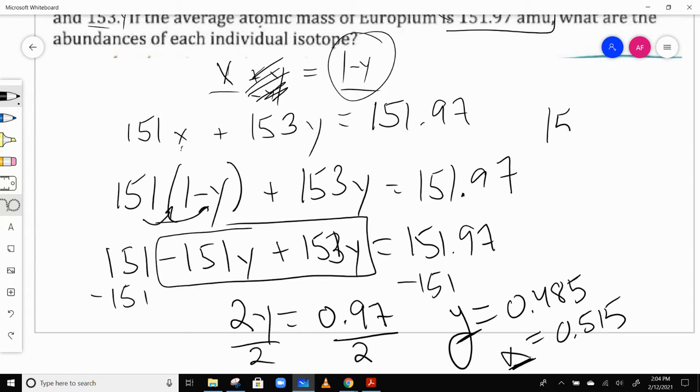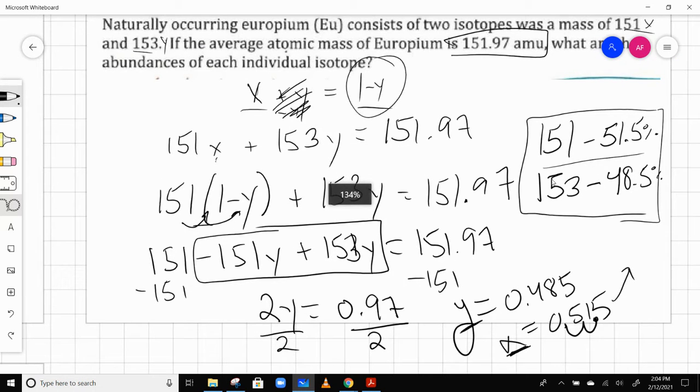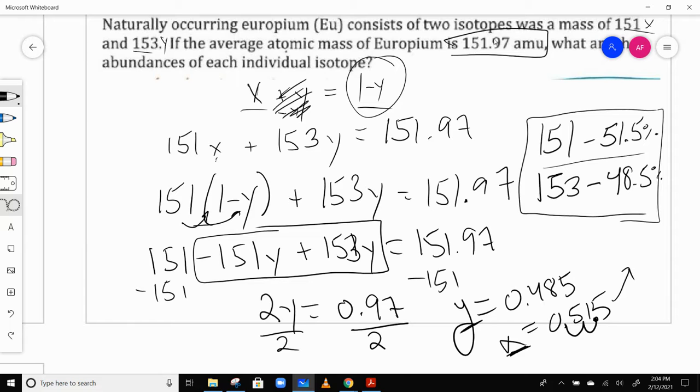So 151 has a percent abundance of 51.5%. And I'm just moving the decimal 1, 2 over, and I get that 51.5%. Copper 153 has a percent abundance of 48.5%. Okay, these percentages should always add up to 100%. And you're always going to have a larger percentage of the one that's closest to the actual atomic mass. So this 151 should be the higher one because it's a little bit closer to 151 than 153.